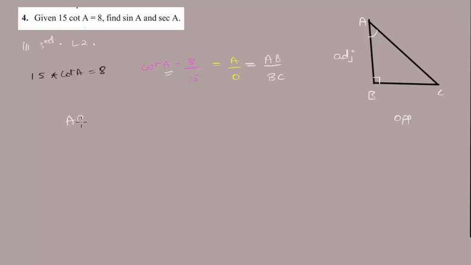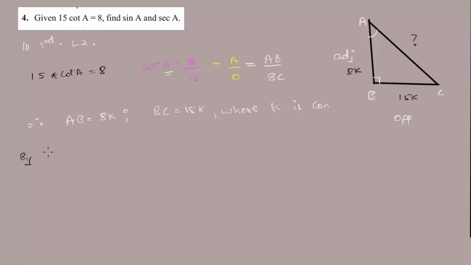Therefore, AB is equal to 8k, and BC is equal to 15k, where k is a constant. So what is unknown? Unknown is your hypotenuse, right? 15k, 8k. How much is this?